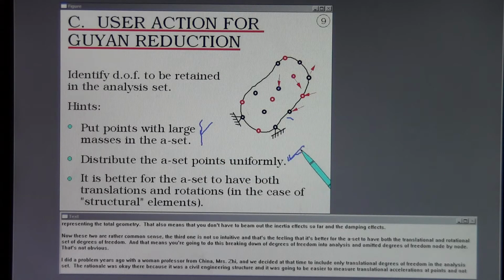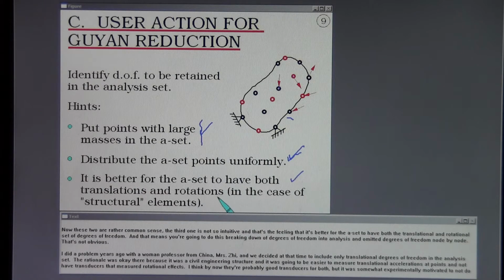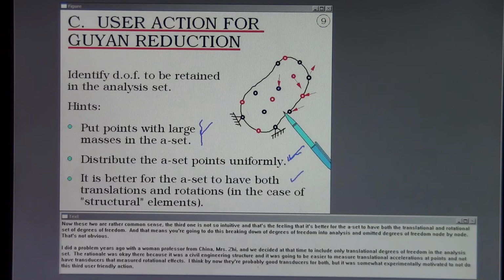Now these two are rather common sense. The third one is not so intuitive, and that's the feeling that it's better for the A set to have both the translational and rotational set of degrees of freedom. And that means you're going to do this breaking down of degrees of freedom into analysis and omitted degrees of freedom node by node. That's not obvious.